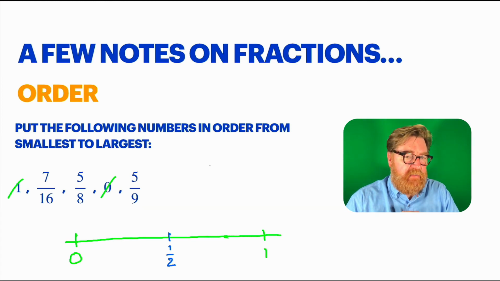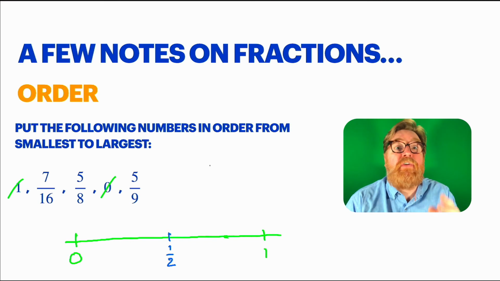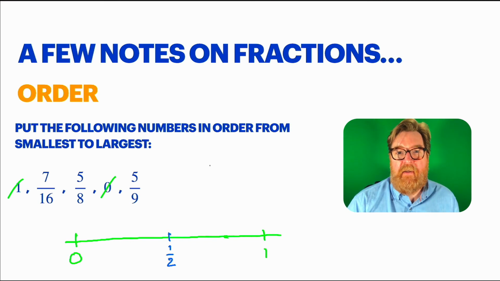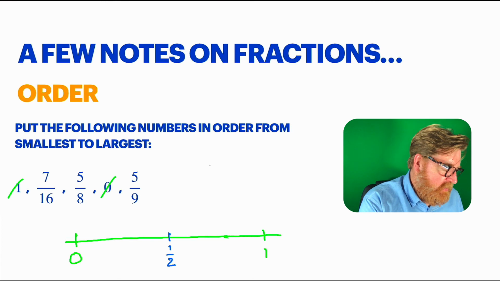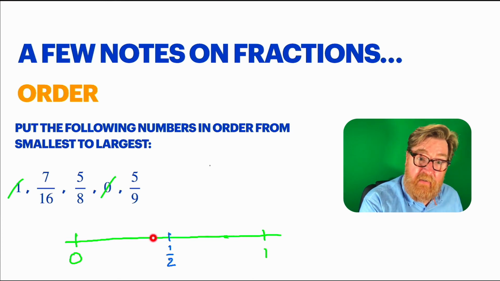5/8 and 5/9. I'm going to let you make sure that you are comfortable with this, but 5/8 and 5/9, they're both greater than a half. They're both bigger than 1/2. See if you can make sure that you can justify that to yourself. So what that means is 7/16 is going to live over here, probably like right here. And the other two numbers, they're both going to be over here.